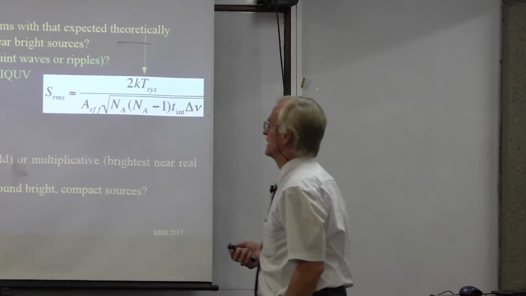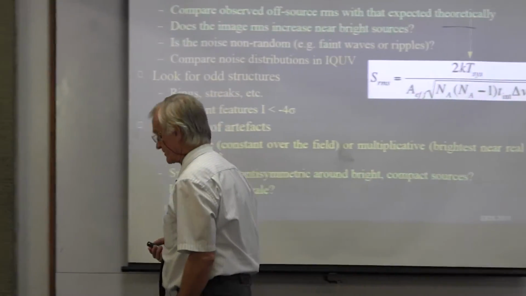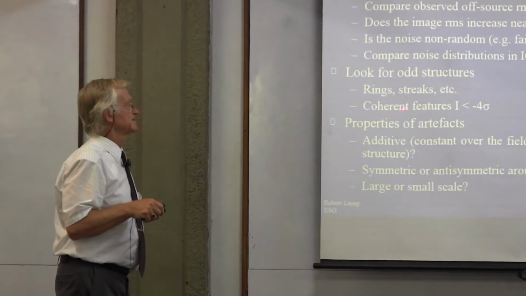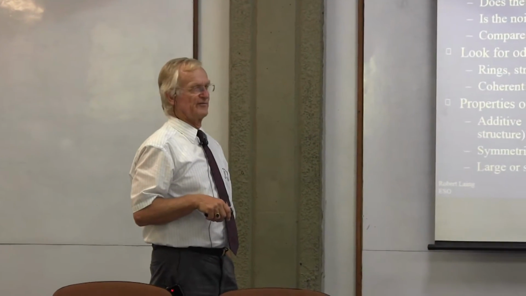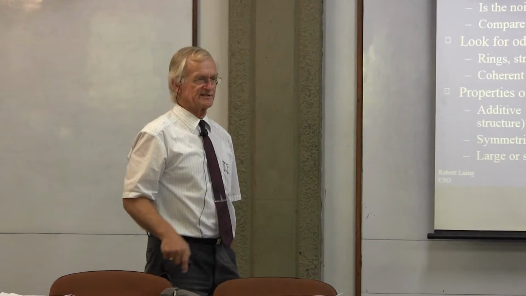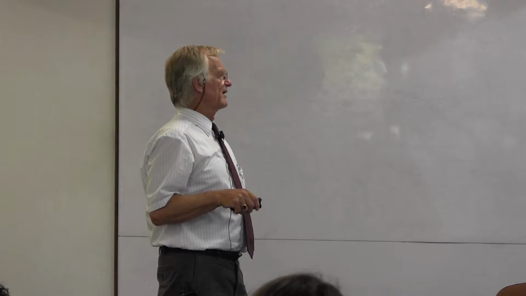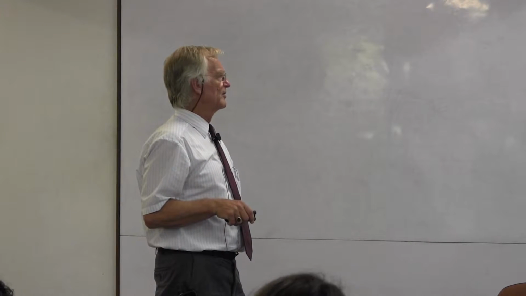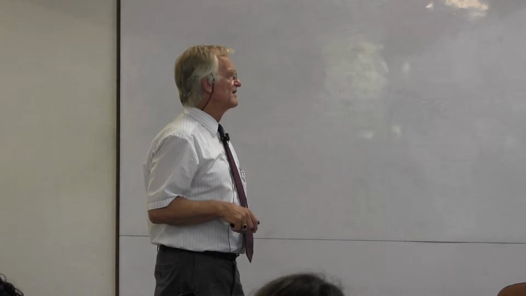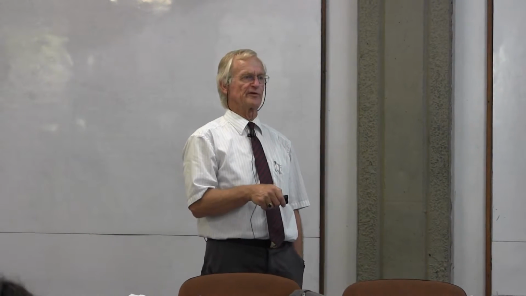Another thing that helps is you can look for the weird structures that should be there. Rings, streaks, features in the intensity that exceed the noise by a significant amount. And you can check whether the errors are additive or multiplicative, whether they are symmetric or anti-symmetric, and whether they are large or small. Those are the sort of questions that, by answering them, always help you to find where to look for the source of the trouble.